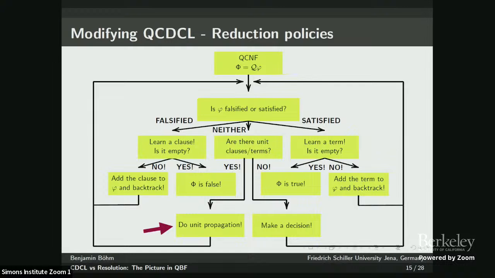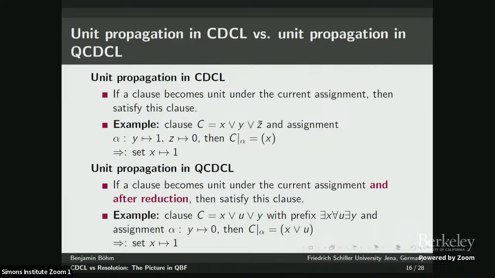Of course, there are other points where reduction can be applied. For example, here when we learn a clause, and of course, when we learn clauses, we also reduce universally. But here we only care about reduction during unit propagation. So for this, I should explain how unit propagation in QCDCL works. You've already seen how it works in CDCL, just classic. You have a clause, and if you falsify all literals except for one, then you have to set this one remaining literal to true, and this is the unit propagation.